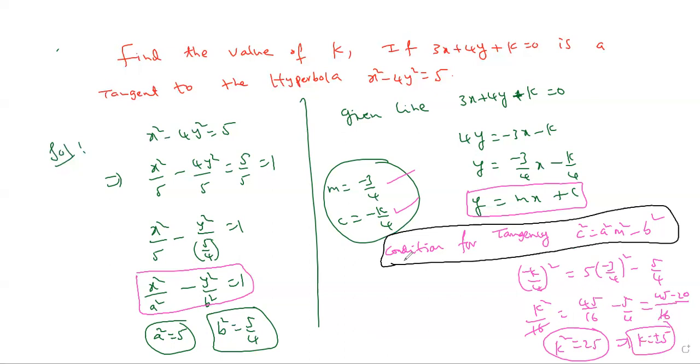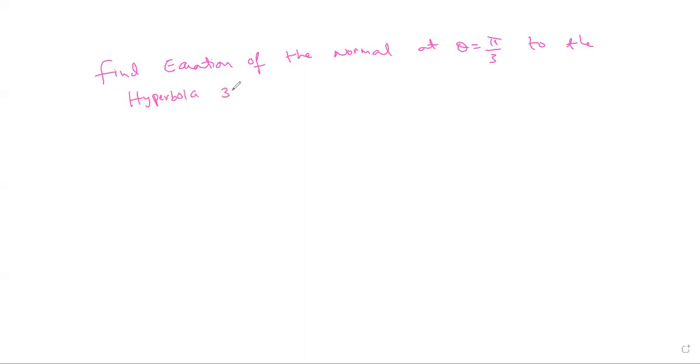Now a direct equation of normal in the parametric form question. So one more important question, directly formula related. Find the equation of the normal at theta equal to pi by 3 to the hyperbola 3x square minus 4y square is 12. Formula related.